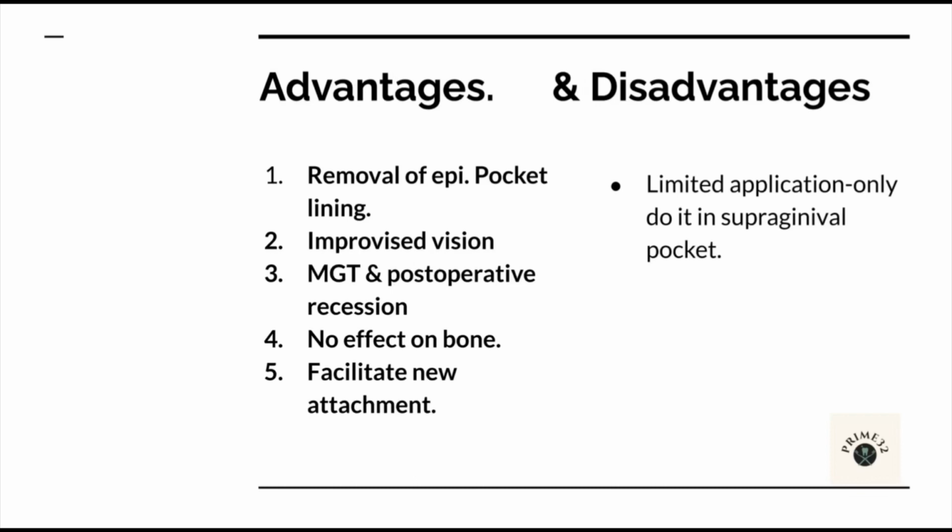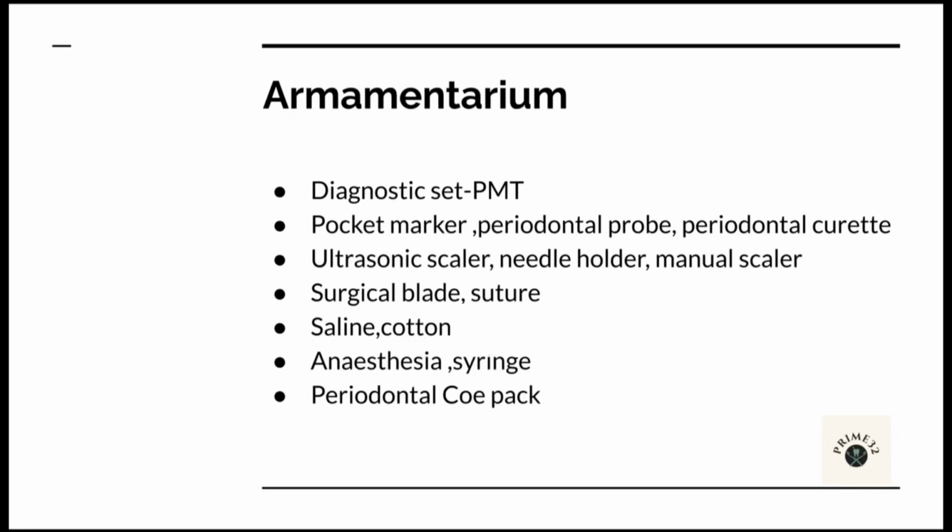Only do it in suprabony pockets, it can't be done in deep or irregular pockets. Next is armamentarium: diagnostic set, pocket marker, periodontal probe, periodontal curette, ultrasonic scaler, needle holder, manual scaler, surgical blade, suture, saline, cotton, anesthesia, syringe, periodontal pack.